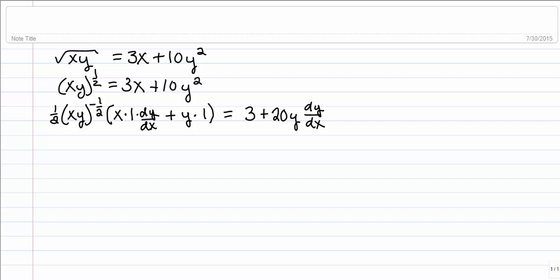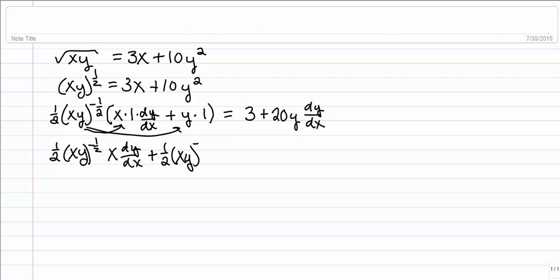Let's simplify this side a little bit. We need to solve for dy/dx, and we have dy/dx on both sides, and what we want is dy/dx terms on one side and anything that does not have dy/dx on the other side. So let's simplify a little bit. I'm going to distribute this group into the parentheses. So we have this times x dy/dx, and then we have this group times y. So that would be plus 1/2 (xy) to the negative 1/2 power times y.